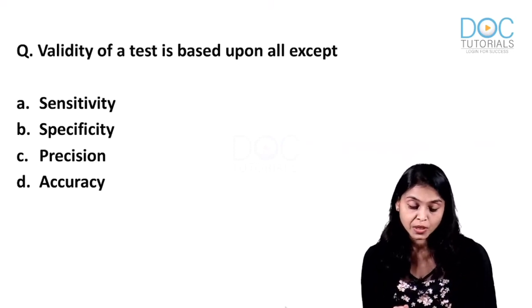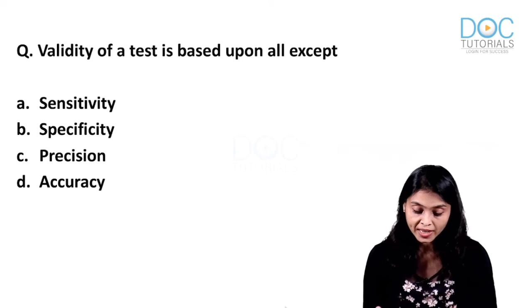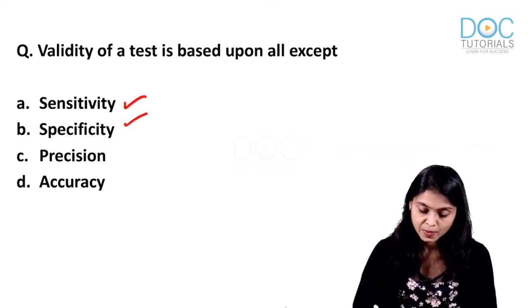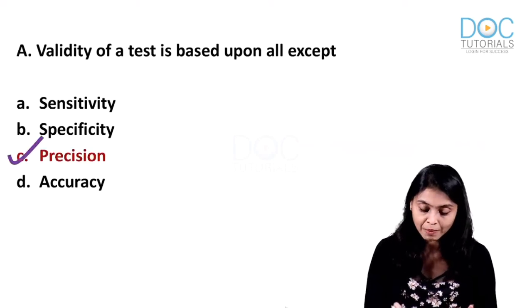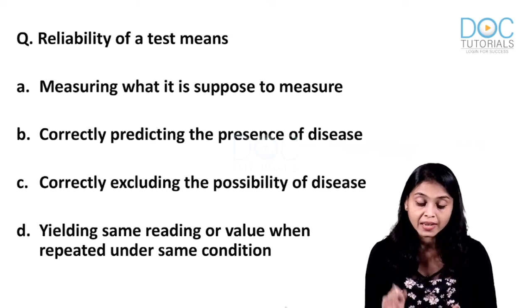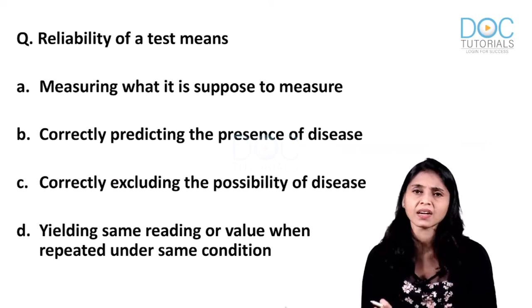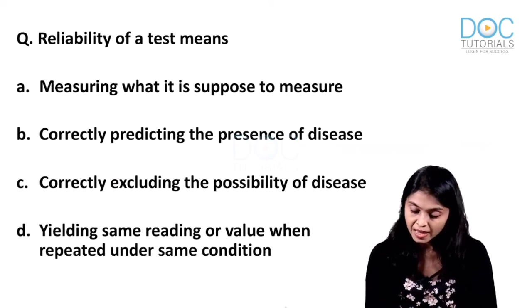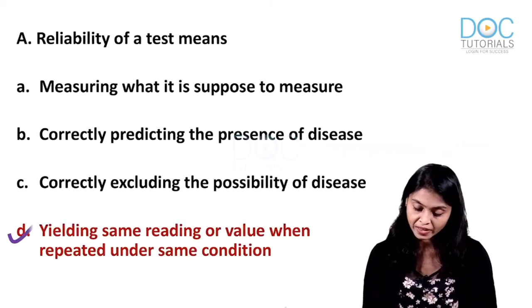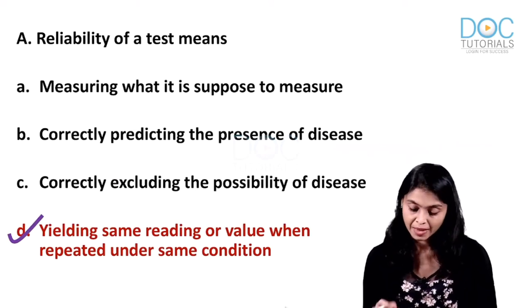See, this was a previous MCQ. Validity of a test is based upon all except, what is it? Sensitivity is there, specificity is there, accuracy is another term, whereas precision is not validity but reliability. So the answer is precision. Reliability of a test means, this is a frequently asked MCQ, yielding same result or value when repeated under the same condition.